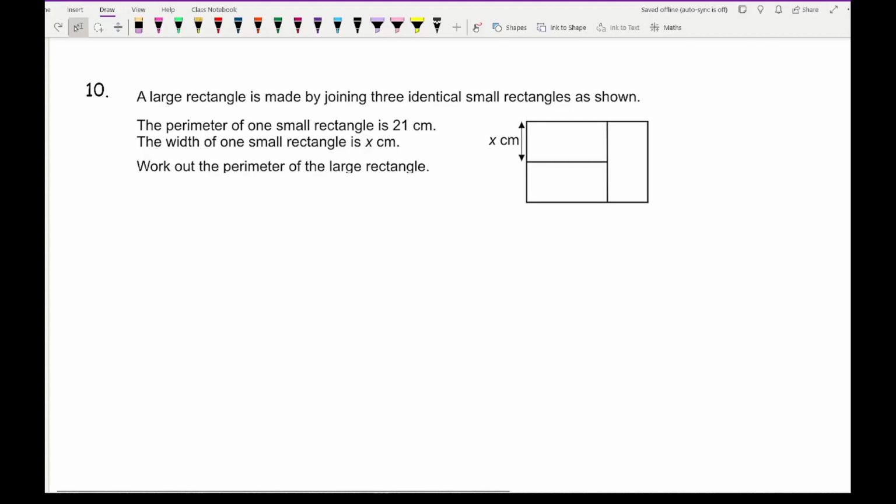So moving on to question 10, it says that a large rectangle is made by joining 3 identical small rectangles as shown.